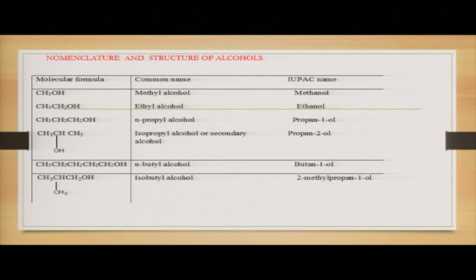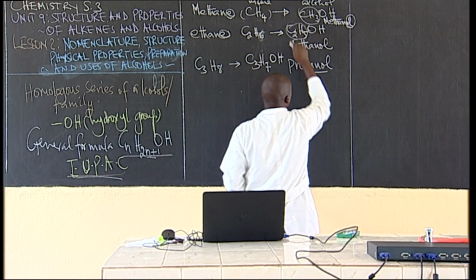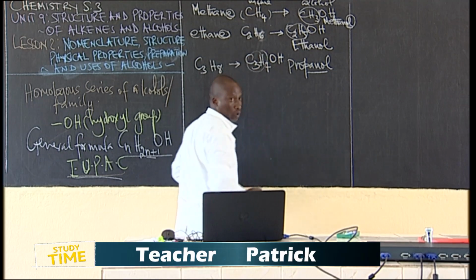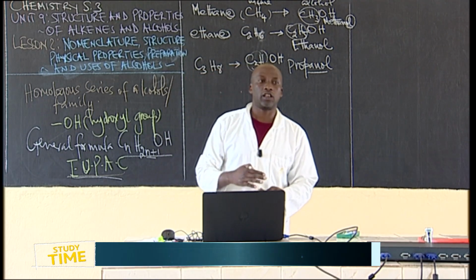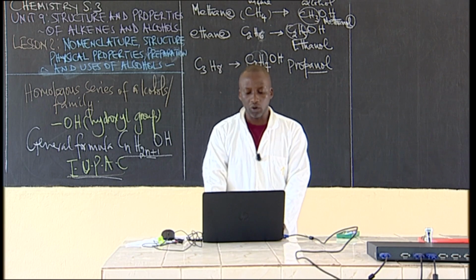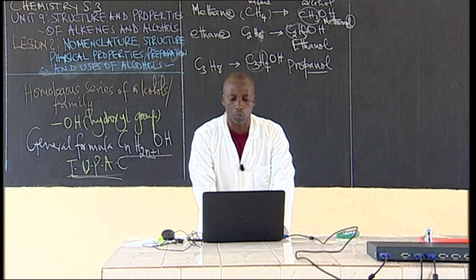We have methanol, that is number one. Here it is methyl alcohol. Methyl is this, a methyl group, remember? This is an ethyl group, and this is the propyl group. So that's why we call it propyl alcohol and so on. Those are common names.